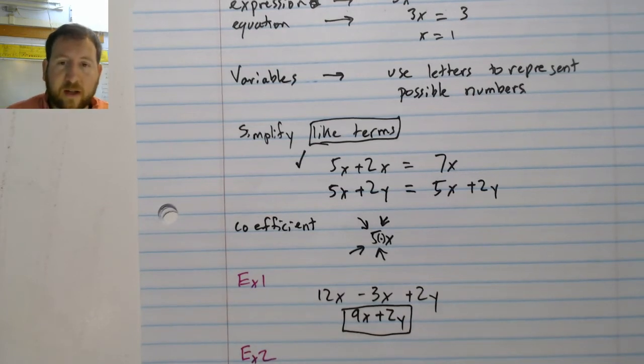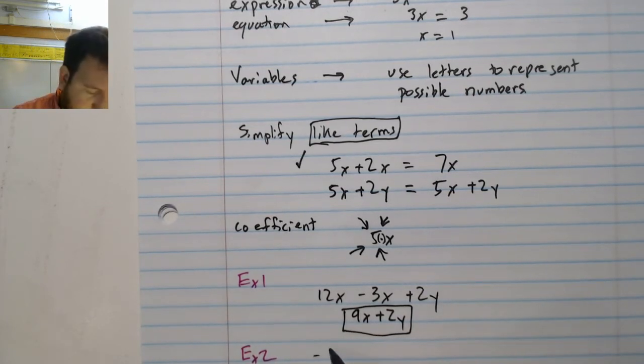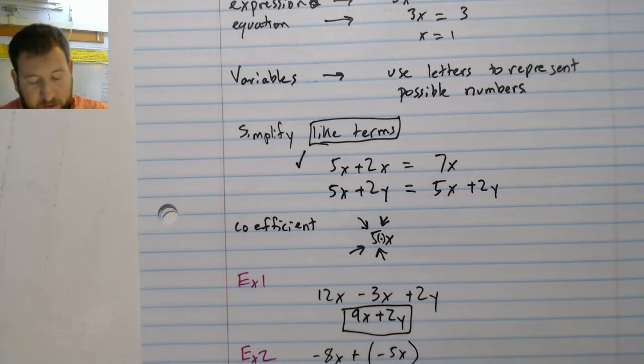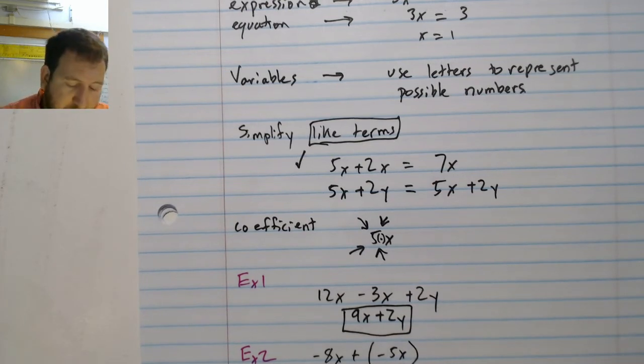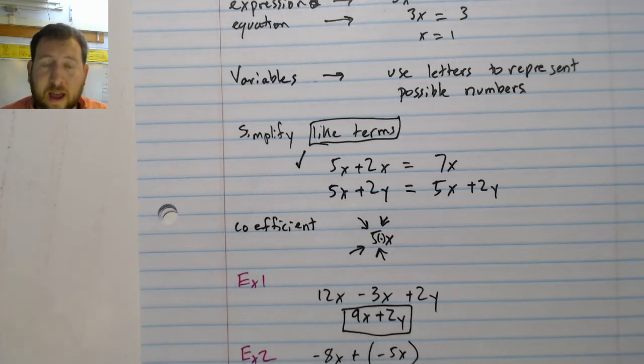Example 2 is going to say this. We have negative 8x plus a negative 5x. All right, well, this should look familiar to some of the problems that we did before. Now, can I combine them? Do they have like terms? Yes, I can. They're both related to x, so I'm good to go.